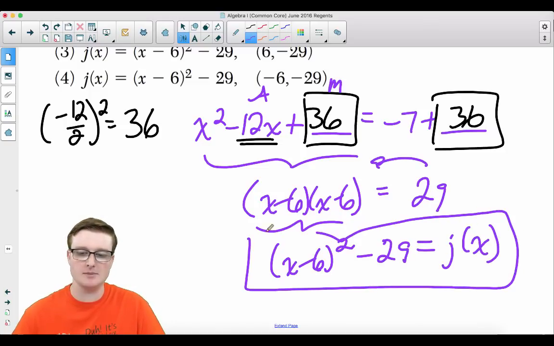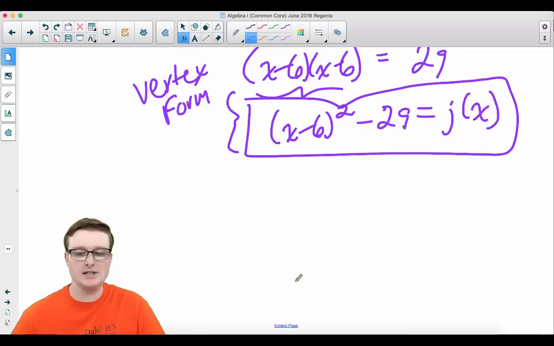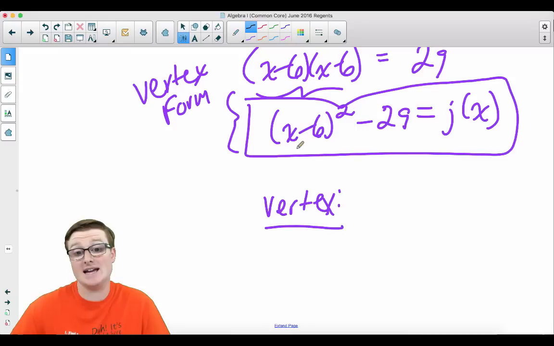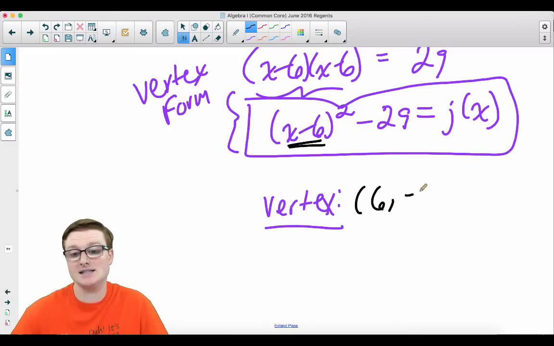So this, ladies and gentlemen, is the vertex form. All right, this is your vertex form. Now, the vertex can be easily determined using this form. The vertex is positive 6, negative 29.